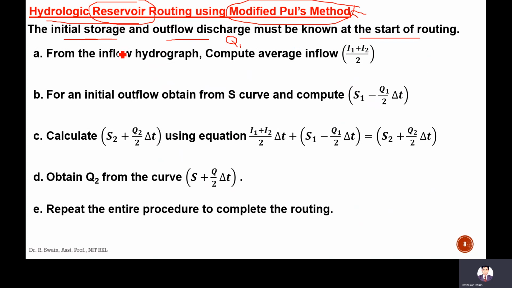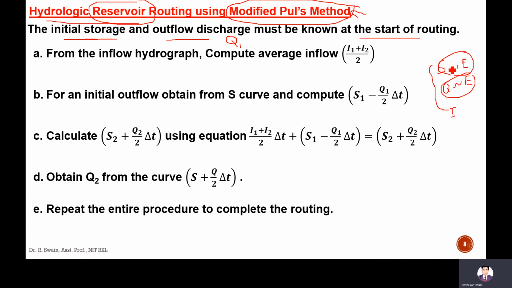I already told you that in reservoir routing, the storage elevation curve is required. The outflow discharge versus elevation relation is also required for a spillway. For a given spillway and reservoir it is constant. And the inflow hydrograph, how much water is joining the reservoir, is required. So these three things are required in the routing process.